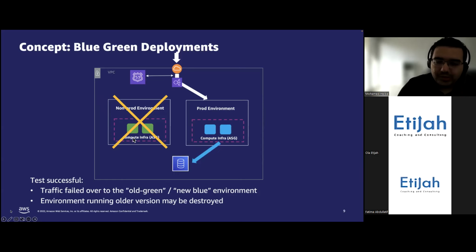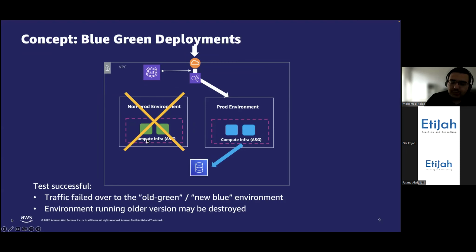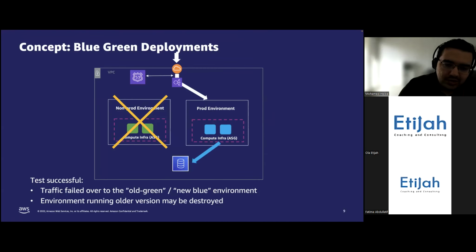I can actually keep it for 1 day. I can keep it for 1 week. I can keep it for 1 month, just to make sure that if any problem happened, I can redirect my users back to version 1.0 in seconds, right? So this is blue-green deployment.